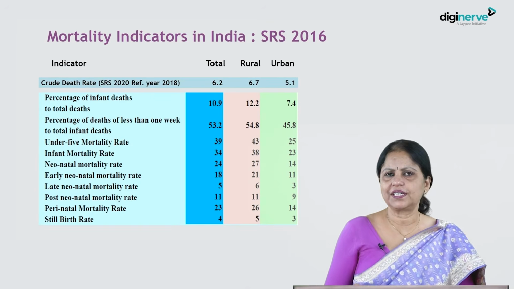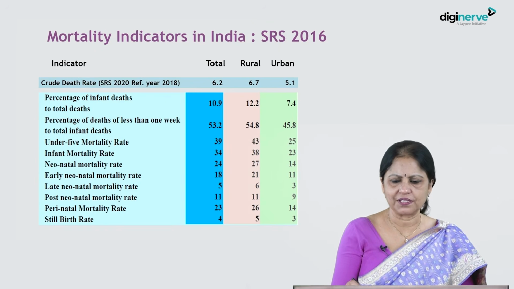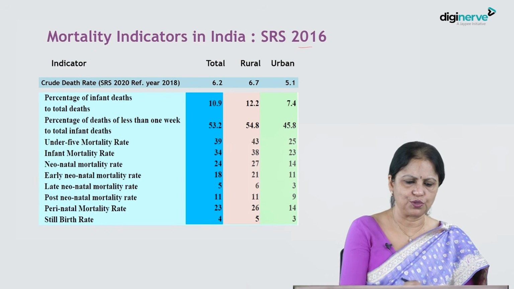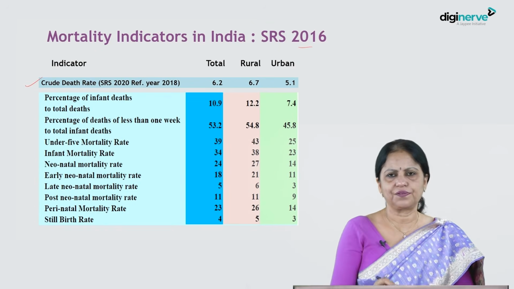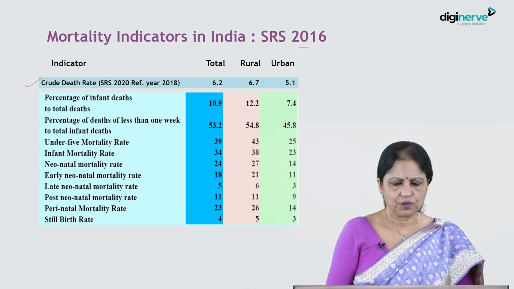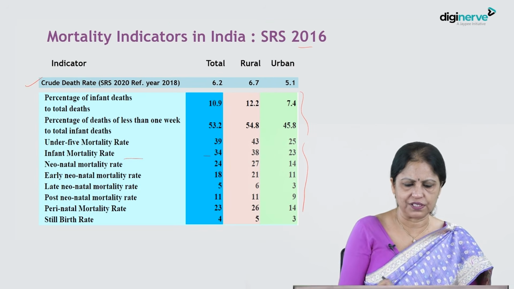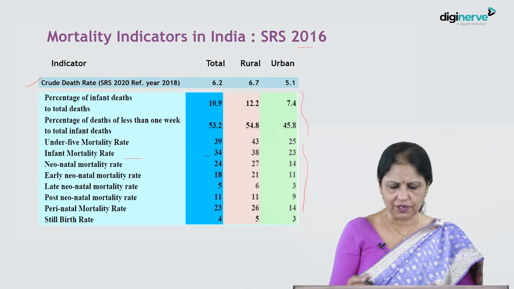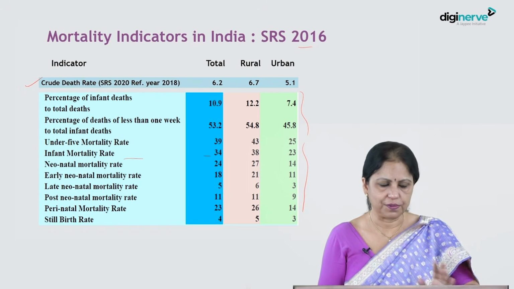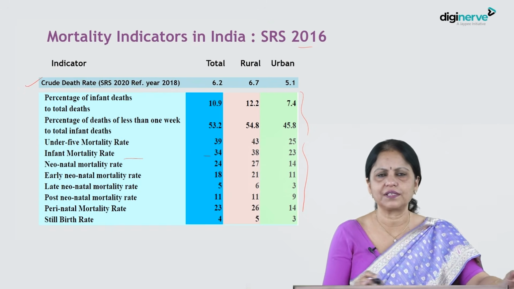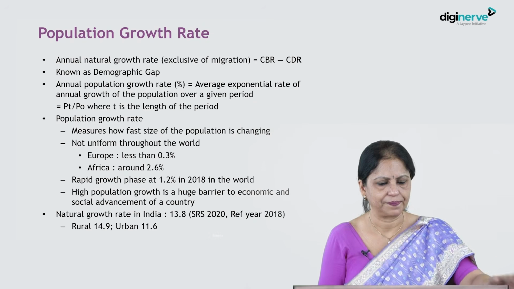So mortality indicators in India, this gives again from SRS. This is 2016 data, though the crude death rate is for 2018 data. So these are the figures. Here again, you don't need to remember everything. Infant mortality rate is important. That I will come to later on. I'll give you a more updated figure later on. This is for understanding what the system is like.